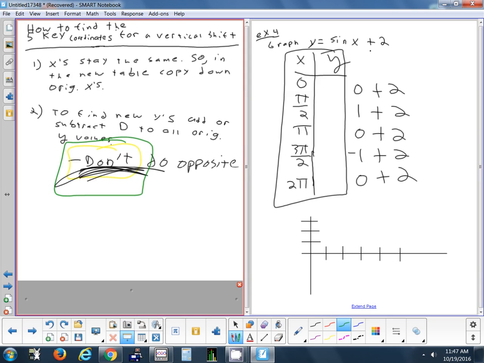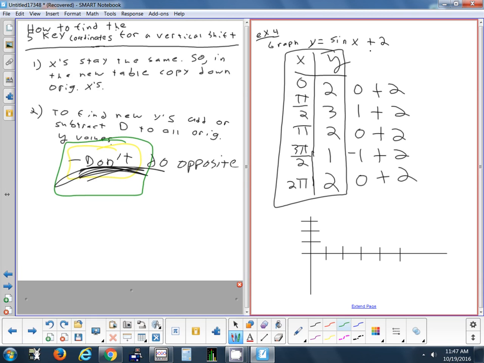All right, so when we add 2 to all the Y values, arithmetic, very, very straightforward. Okay, just add 2. 2, 3, 2, 1, 2. Okay, any question on the values in the table?